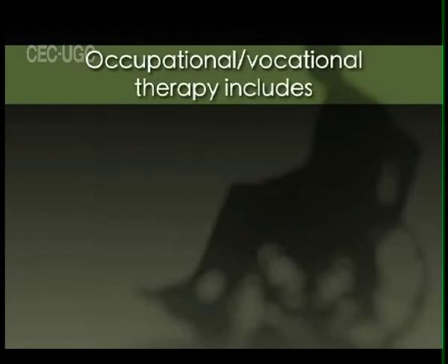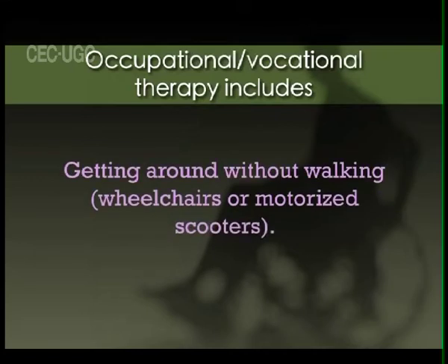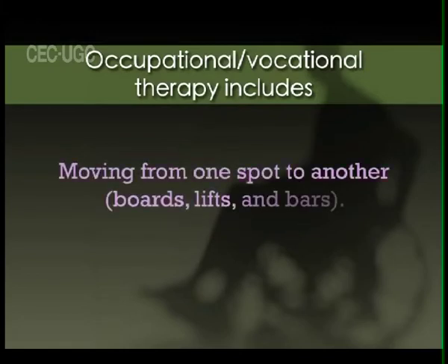Occupational or vocational therapy includes learning how to use new devices to assist in walking, such as artificial limbs, canes, crutches, walkers, getting around without walking, such as using wheelchairs or motorized scooters, or moving from one spot to another, such as with boards, lifts, and bars. The therapist will visit the patient's home and analyze what the patient can and cannot do. Suggestions or modifications to the home, such as rearranging furniture or adding a wheelchair ramp, will be made. Health aids for bathing and grooming could also be recommended.